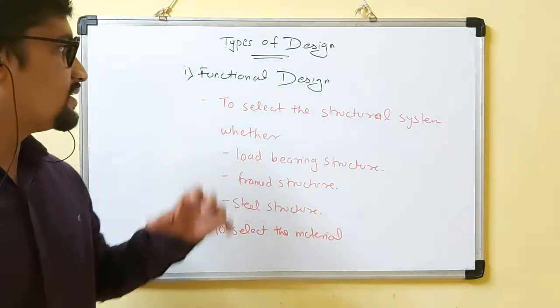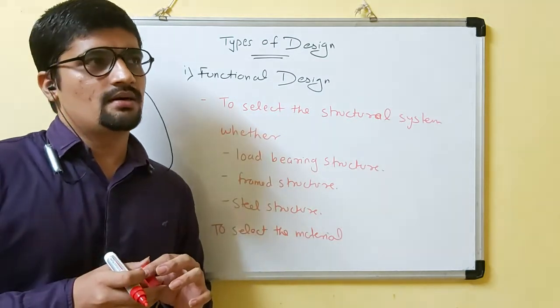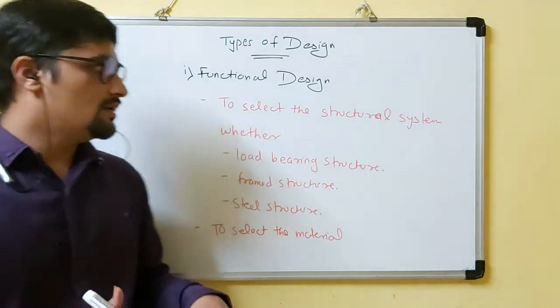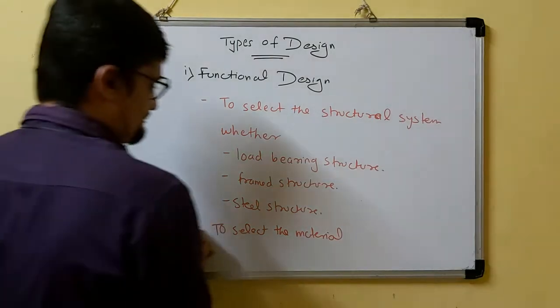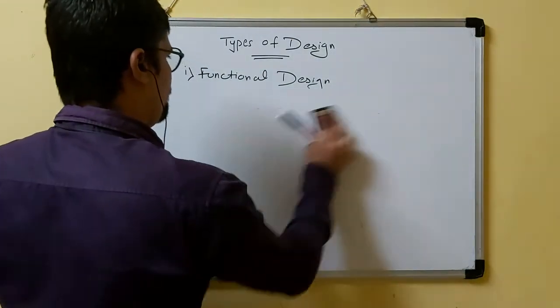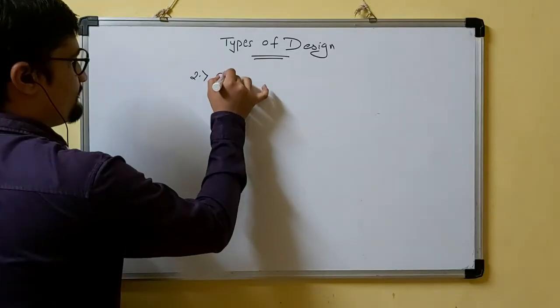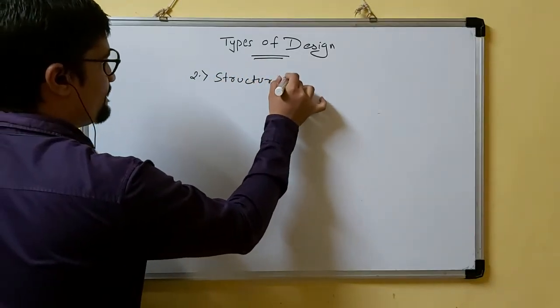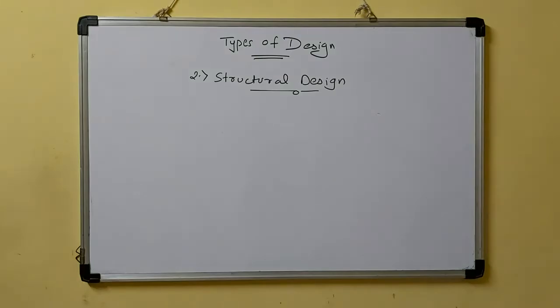So I hope you understand the functional design. Functional design means exterior and interior, most probably a look-wise design. Now coming to the other design, which is structural. So, what is structural design?